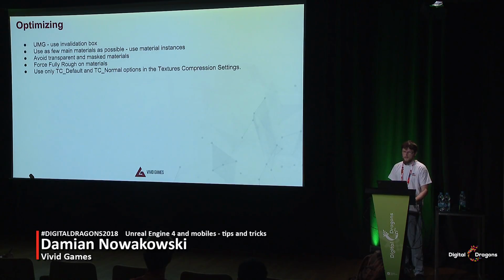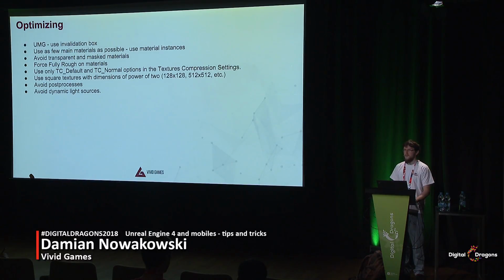Use only the default and normal texture compression settings on mobiles. If you use another one, like for example the displacement map texture compression, you might encounter very strange bugs in the rendering. Of course, use square textures with dimensions of power of 2. Try to avoid post processes, which are extremely heavy on mobiles.